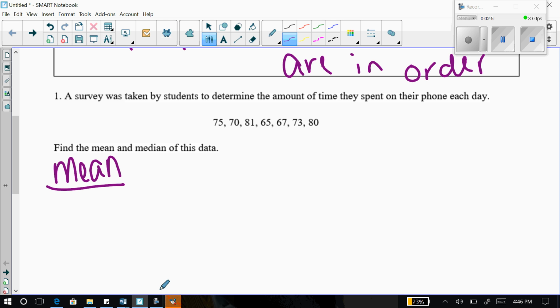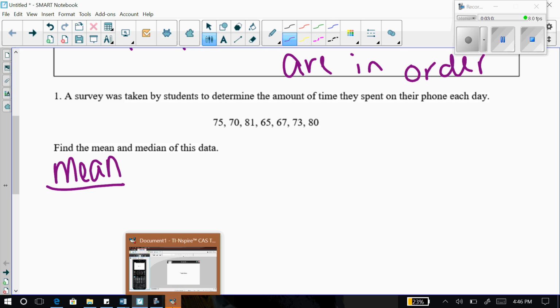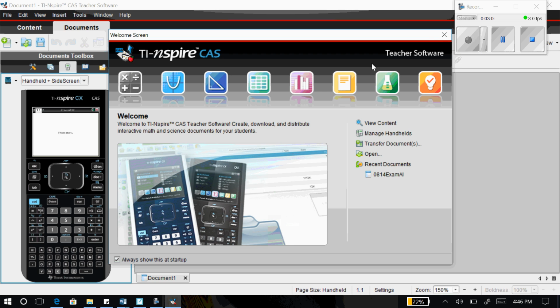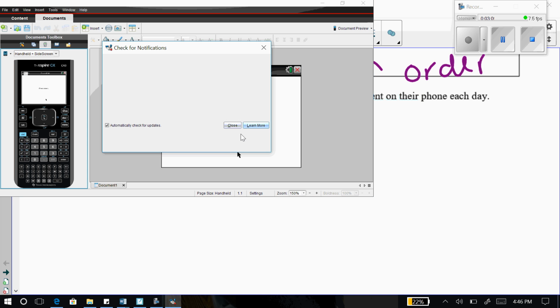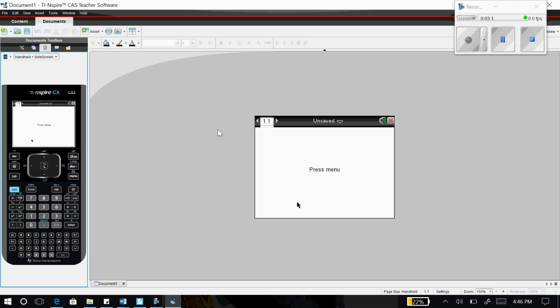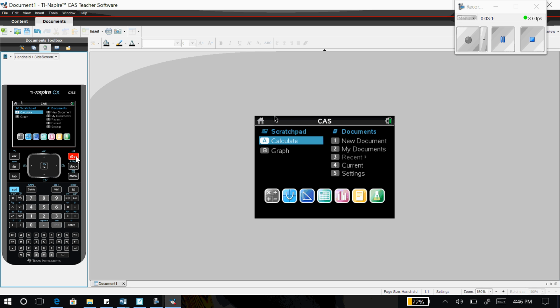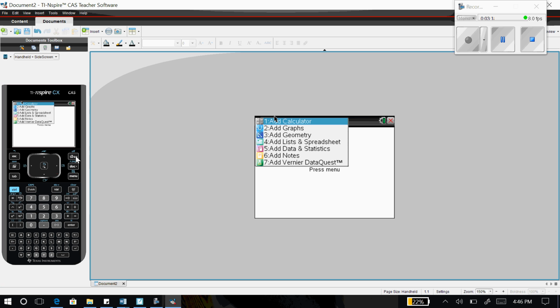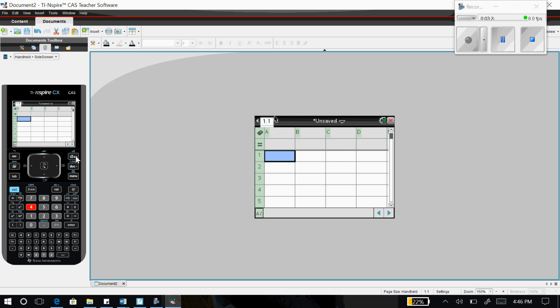So to find the mean and actually the median and a lot of other things we're going to need for this unit, I'm going to show you a new trick on the calculator. So open up your calculator. Go home. Go to a new document. If it asks you to save, hit no. Remember, we don't save anything in the calculators. Add list and spreadsheet, choice 4. And in this first column here, we're going to type in all of our data.